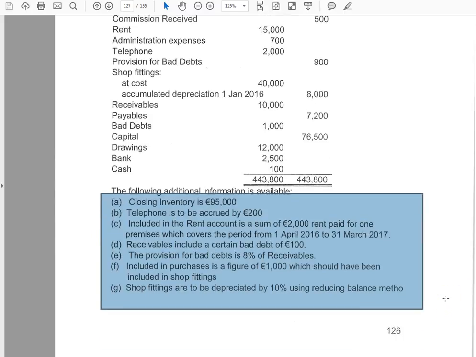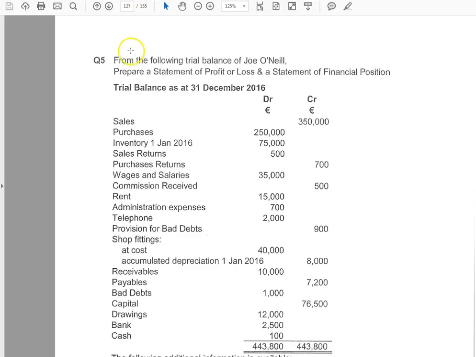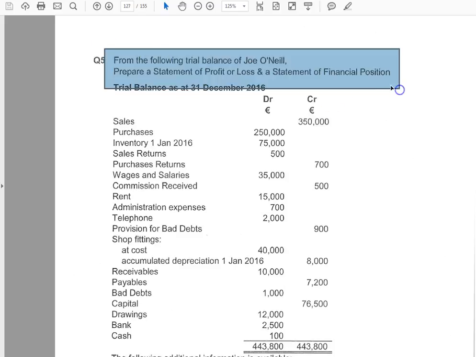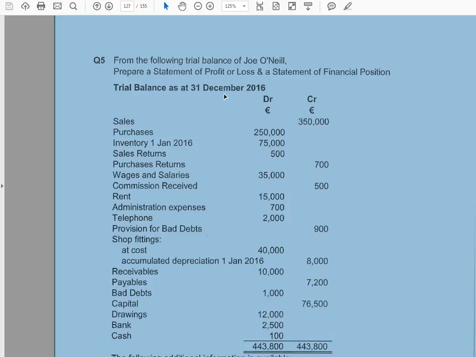And you have to then, I think, here it is, the requirement. Normally it's at the bottom, but here it's at the top. Prepare a statement of profit and loss and a statement of financial position as at 31st of December 2016.